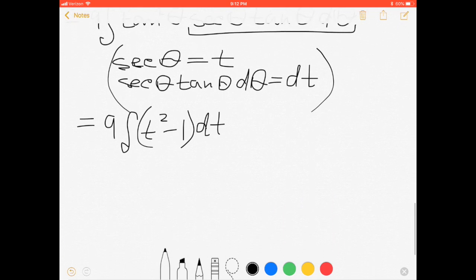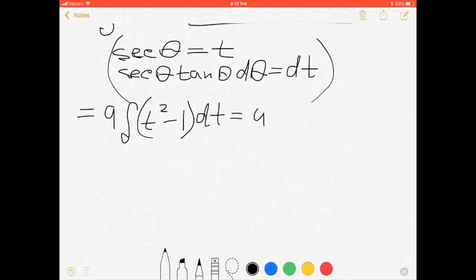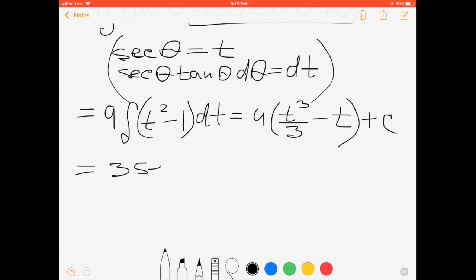Okay, what do we have here? We have 9 times t cubed over 3 minus t, plus c. We'll go back with secant, no problem here. And now I have 3 secant cubed theta minus 9 secant theta plus c. But I need to go back to my original variable.